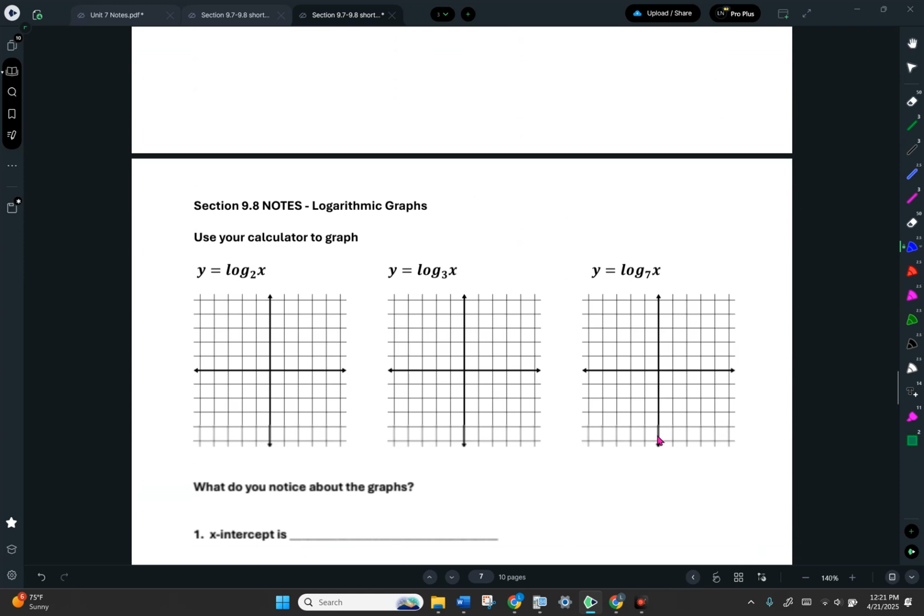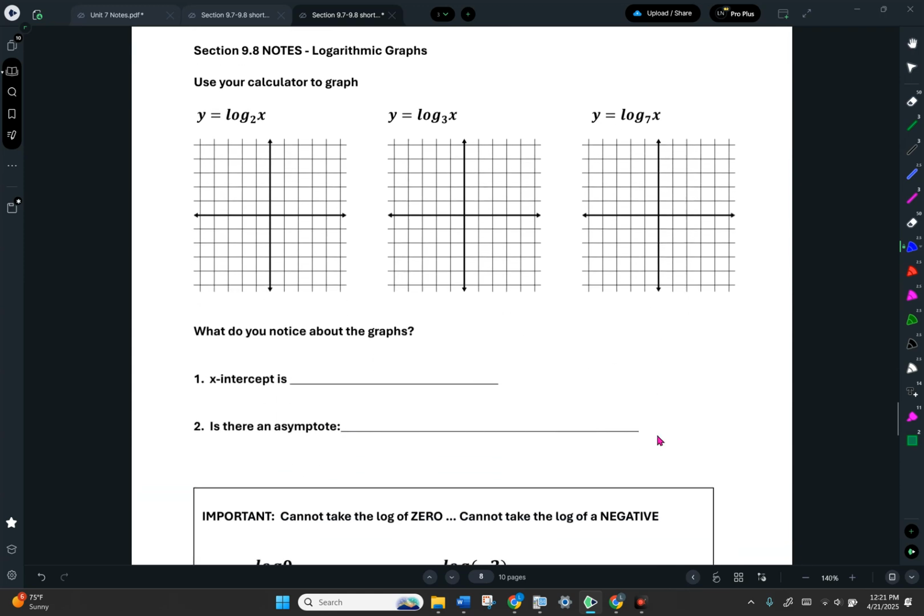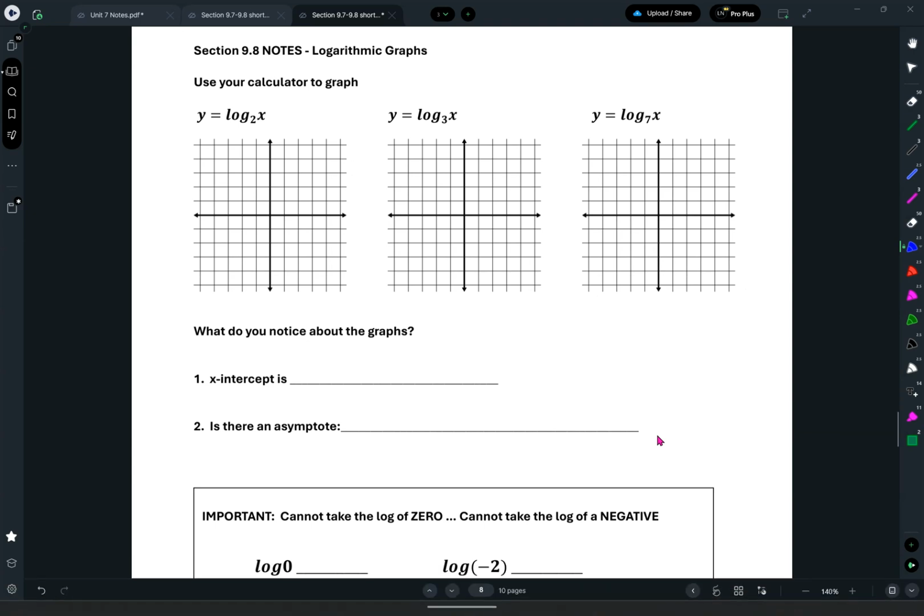So this is section 9.8, and this is all about the parent function for a log graph. If I were to put this in my calculator, and you don't need to put it in yours, and graph this first one, log base 2 of x, it would go through the x-axis right here and look something like that.